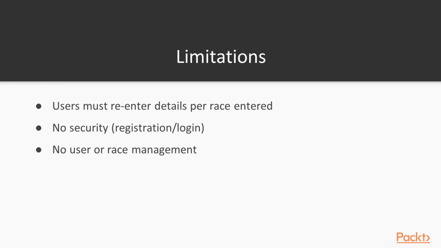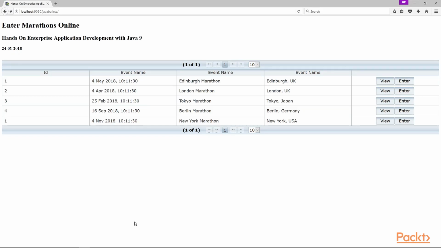We can go straight to having a look at the screens. So here's the home page. We've got Enter Marathons Online, and we've got a table containing currently 5 marathons: the Edinburgh Marathon, the London Marathon, the Tokyo Marathon, the Berlin Marathon, and the New York Marathon. We've got 2 buttons, one to view and one to enter.